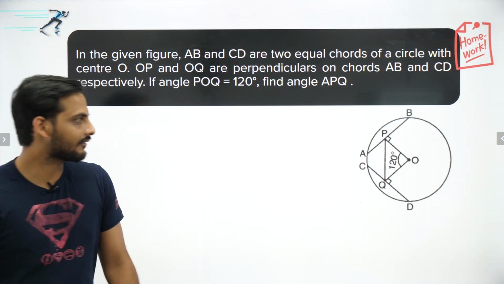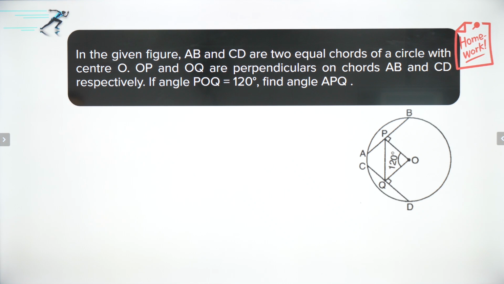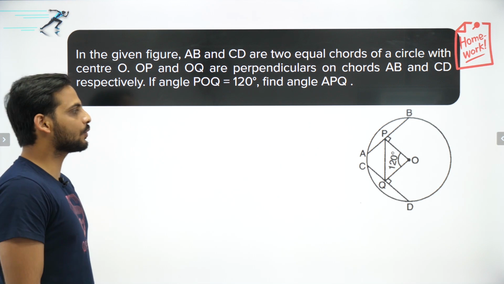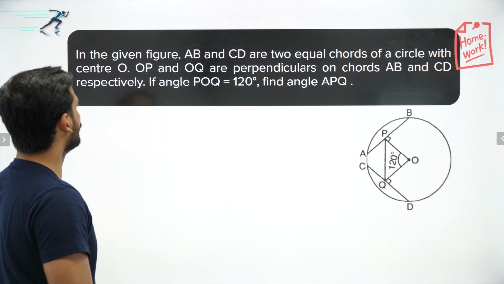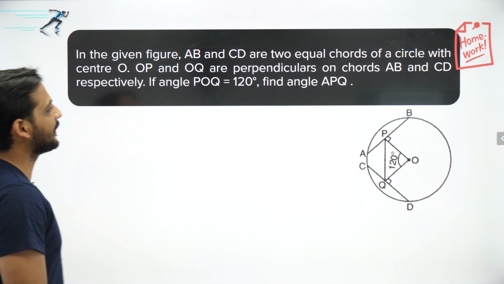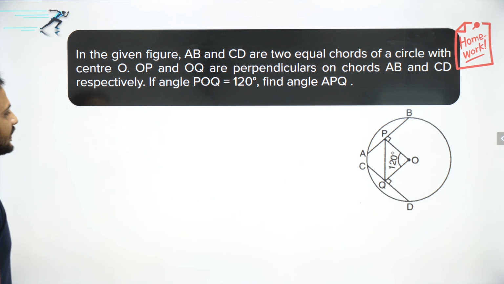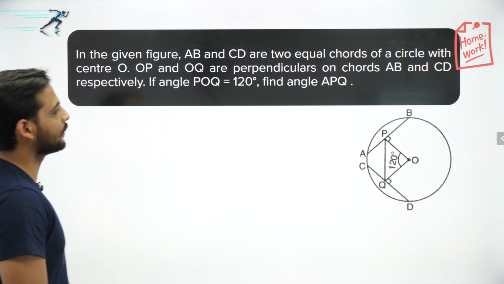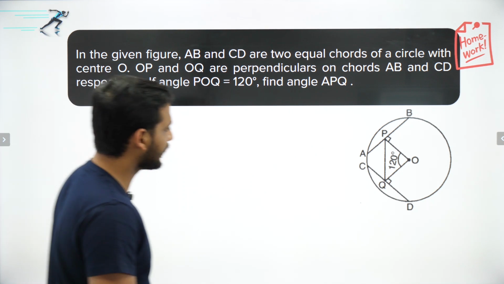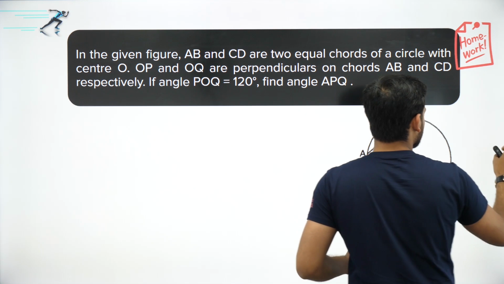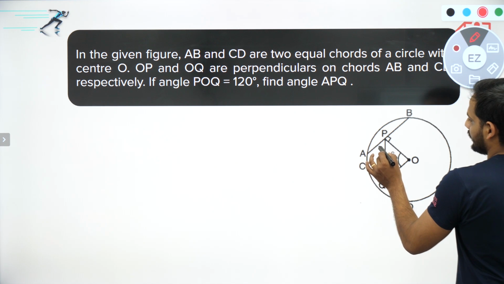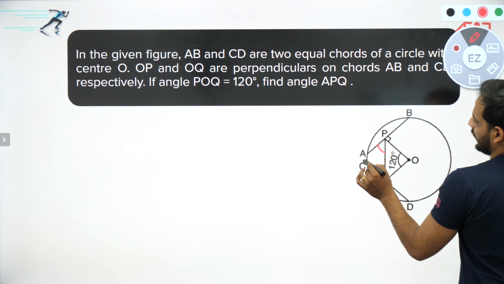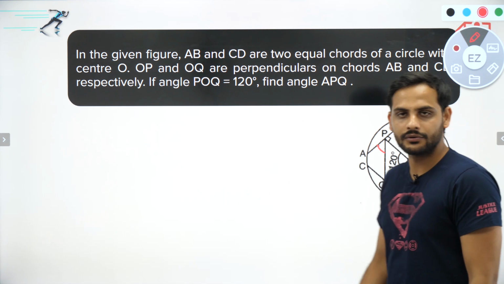In the previous class I gave you this question as homework, where I told you AB and CD are two equal chords of a circle with center O. OP and OQ are perpendiculars on chords AB and CD respectively. If angle POQ is equal to 120 degrees, find angle APQ. This angle you need to find out.